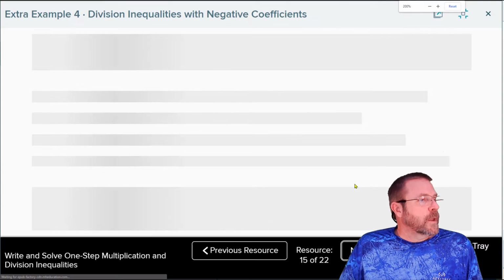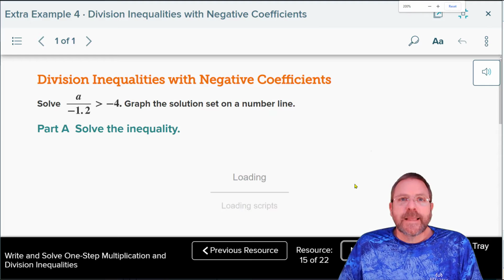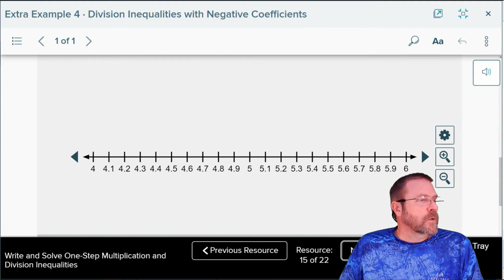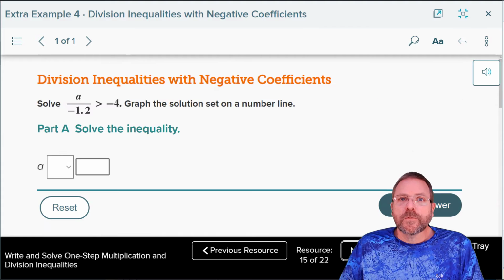So your problem, extra example 4, says a divided by negative 1.2 is greater than negative 4. Go ahead and work that problem, check your answer, and it looks like they're going to want you to graph it as well. Get started. So how'd that problem work out for you? Let's see how it works out for me.